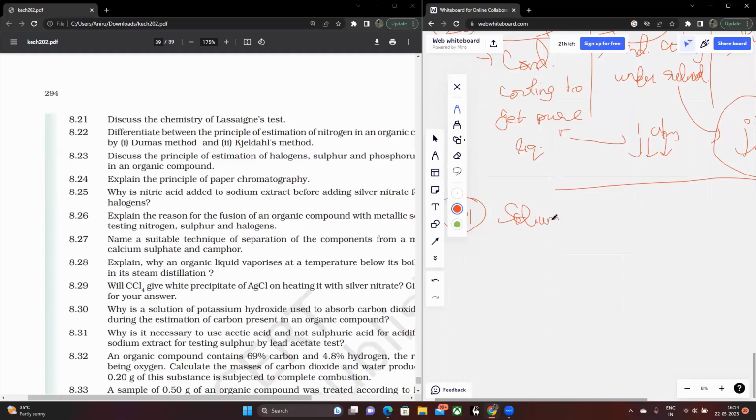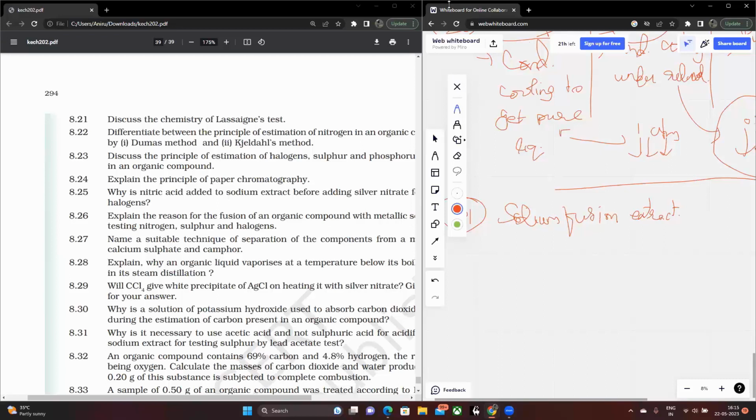To generate the sodium fusion extract, a small quantity of the organic compound is heated with molten sodium, right? The test tube in which this occurs is heated very strongly. The red hot tube is plunged into distilled water, and then the contents are boiled for some time, cooled, and then filtered. The filtrate is termed sodium fusion extract. This is also known as Lassen's test.